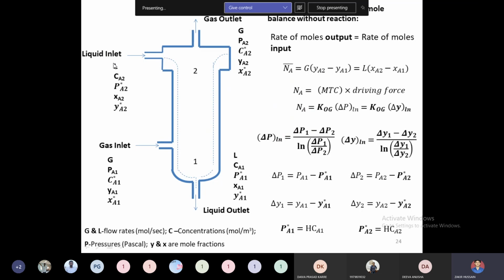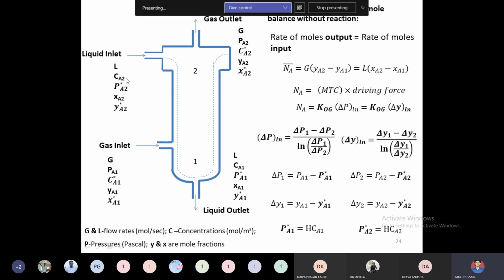Here also, G and L are nothing but the gas and liquid flow rates, whose units are mole per second or kg per second. When we are considering the mass terms, we can use kg per second. When we are considering the mole terms, we can use mole per second. So here you can see the gas is getting inside from the bottom and going outside from the top, whereas the liquid is getting inside from the top and going outside at the bottom.